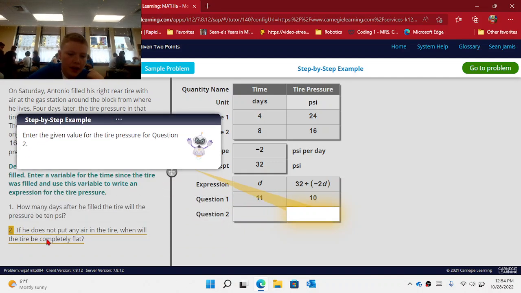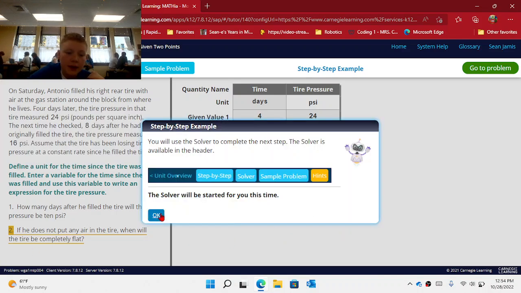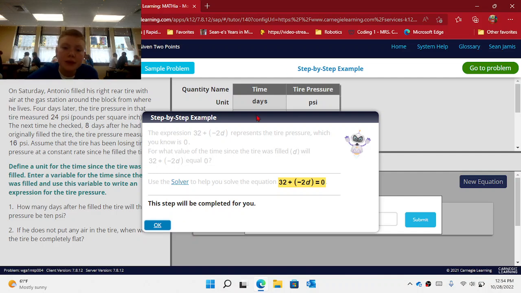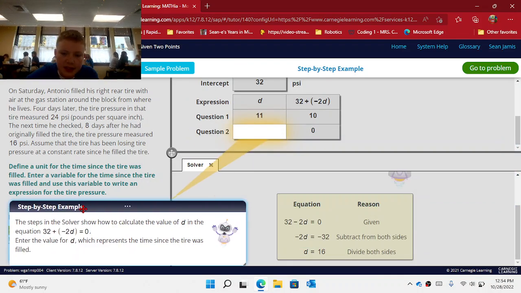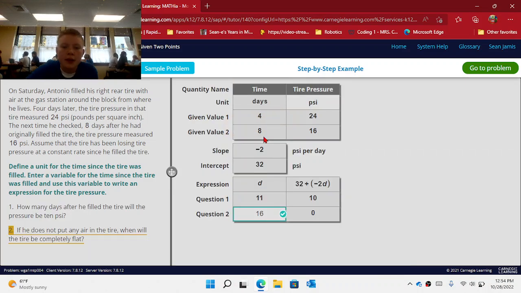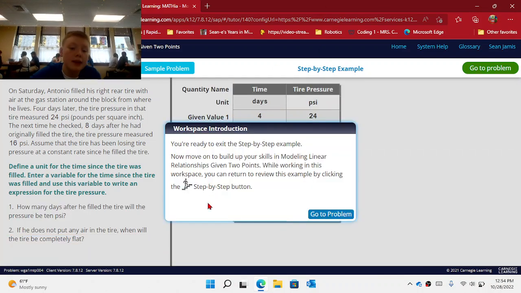Alright, let's see here. If he does not put any air in the tire, when will the tire be completely flat? Well, then that'd be 0. Obviously, 0 is nothing. He'll put that in for us, and we get the answer of 16. So, put that in our box. It lets me type. And that is it. The end.